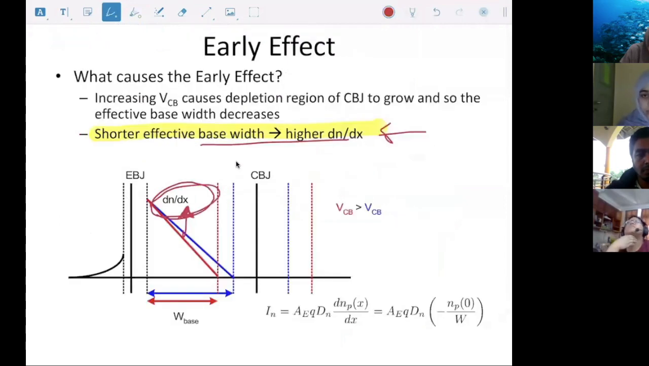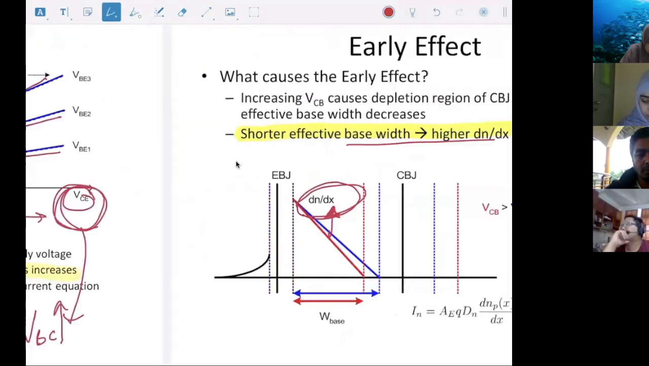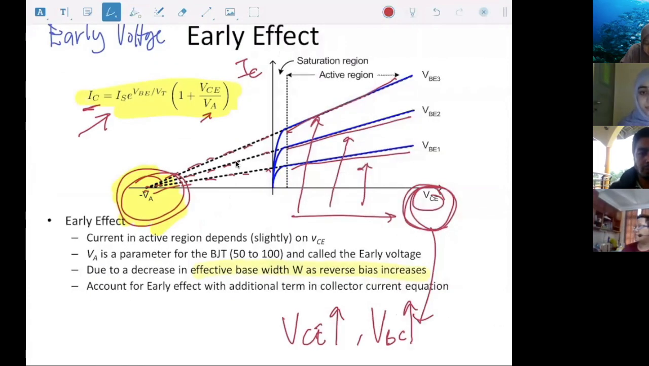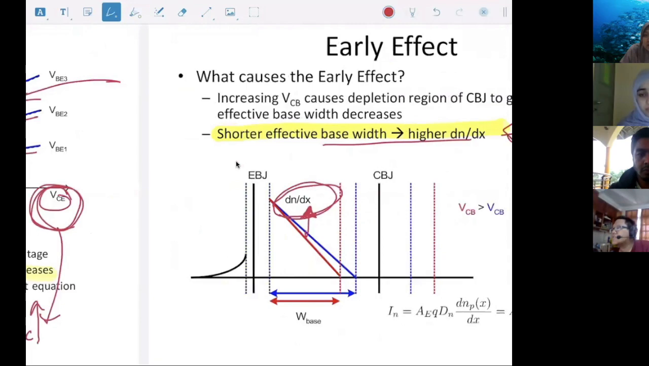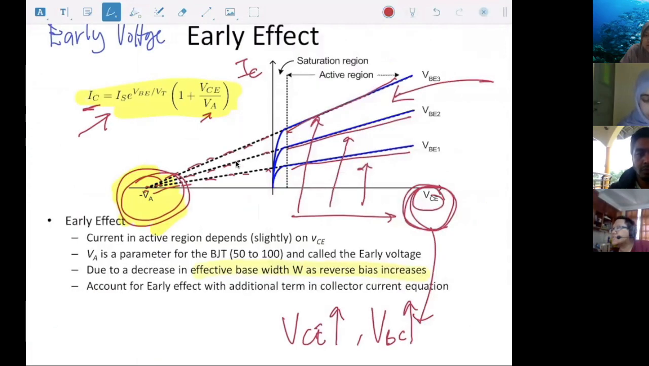Therefore, the base current here normally is a straight line, but here there's a slope, because the base current is no longer constant. It's changing with the changes of the depletion region. That's why there's a slope there: the base current is no longer constant. It's changing with the VCE here.